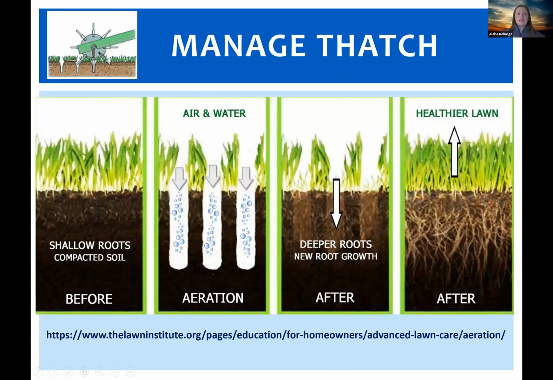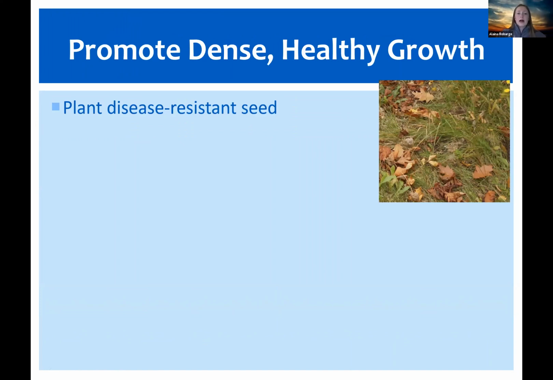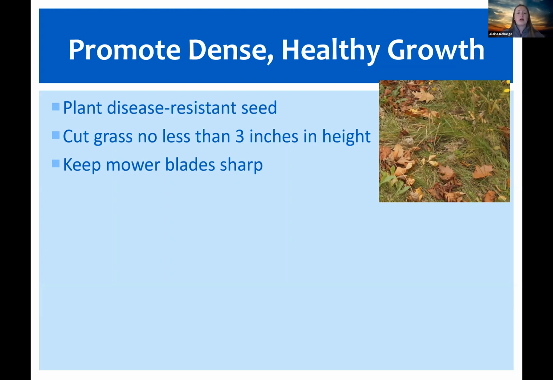So planting disease-resistant seed is a great start. Making sure you're not cutting grass any less than 3 inches in height. When it's really short, your lawn can dry out very quickly. More sunlight can reach the soil, so it's going to dry out that soil much more quickly. There's multiple reasons why you want to make sure you're not cutting it too short.